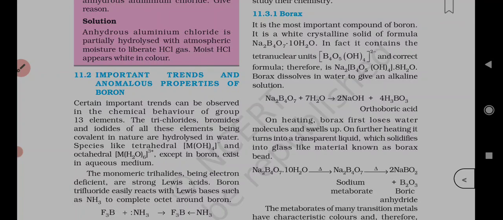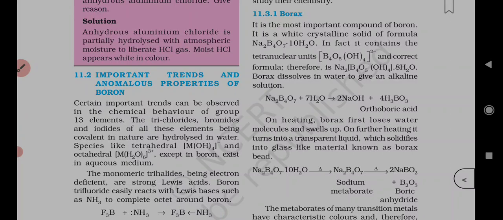On heating borax, first it loses water molecules and swells up. On further heating, it turns into a transparent liquid which solidifies into glass-like material known as borax bead.